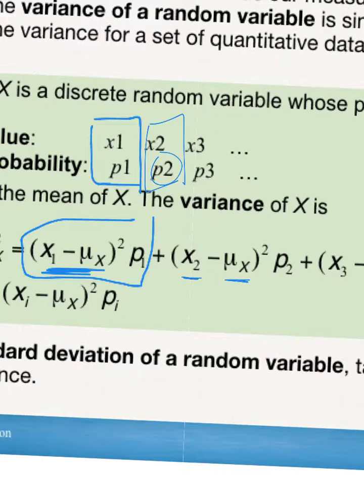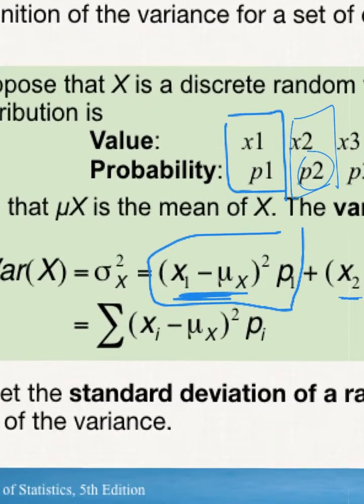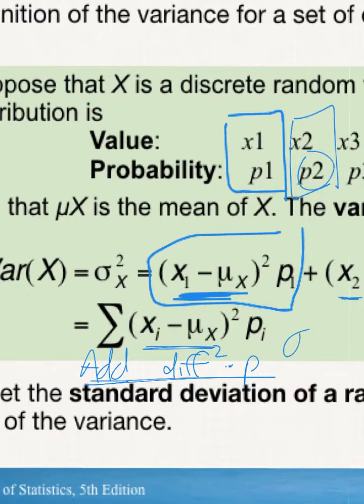When you look at the formula, it looks confusing, but all this means is to take all the differences of the data points from the mean, square them, and multiply by the probability. Just add them up. That's all you have to do, because that division is already built in. Here's the variance, and then we do have to take that variance and take the square root.